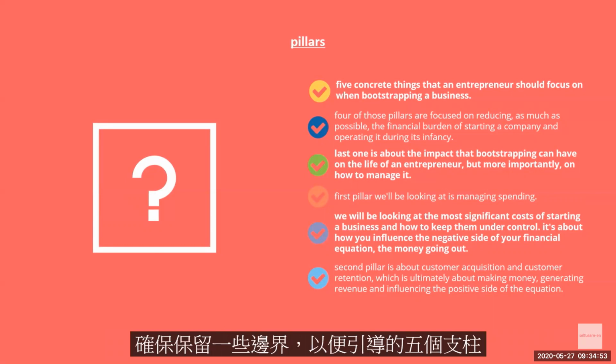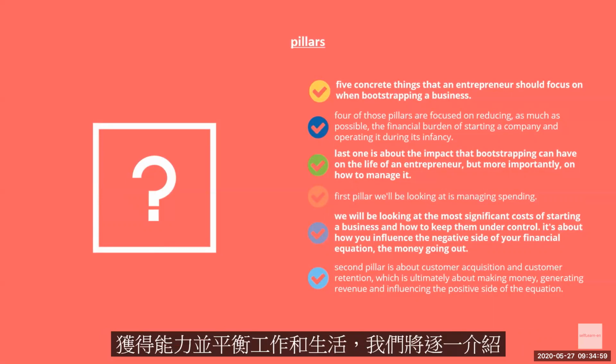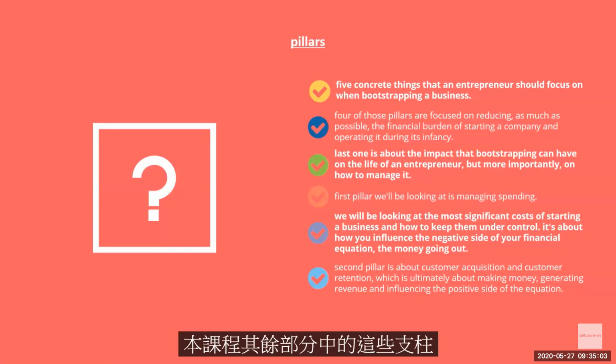So the 5 pillars of bootstrapping include managing spending, acquiring and retaining customers, managing business, acquiring competencies, and balancing work and life. We'll take a look at each of these pillars in the rest of this course.